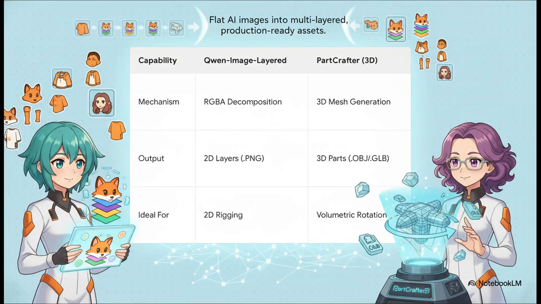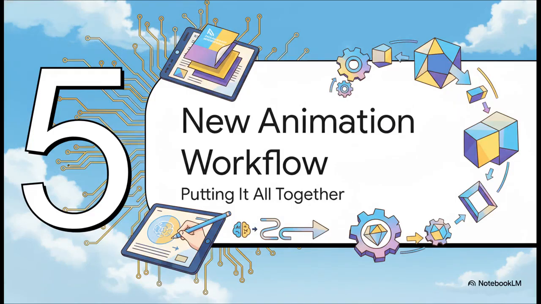So this table really boils it down. Your choice of tool comes down to one thing. What's your final goal? If you need those clean 2D layers to rig a character in After Effects or Spine, Qwen Image Layered is what you want. But if you need to rotate an isometric object and have it feel solid and real, then it's gotta be PartCrafter.